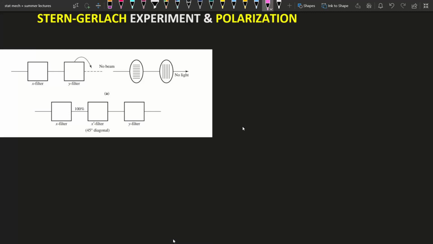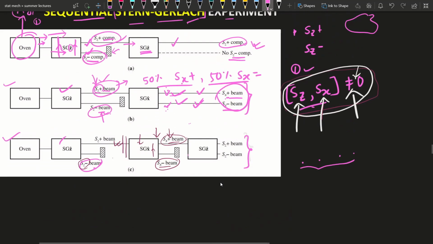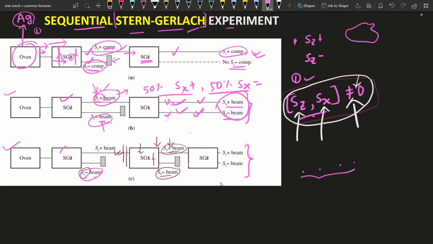Today in this video I will discuss the analogy between Stern-Gerlach experiment and polarization. Previously I made a video on sequential Stern-Gerlach experiment and that video is very much helpful to understand this video. So here is the slide of the previous video.